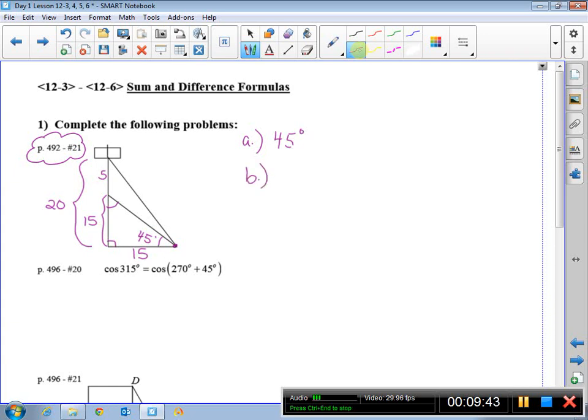Part B. Let theta be the measure of the angle that the longer wire makes with the ground. So we're going to call that angle theta. Theta just means some angle, like x or a. So that's that whole angle. Find the sine of that whole angle and the cosine of that whole angle. Sine of theta and cosine of theta.